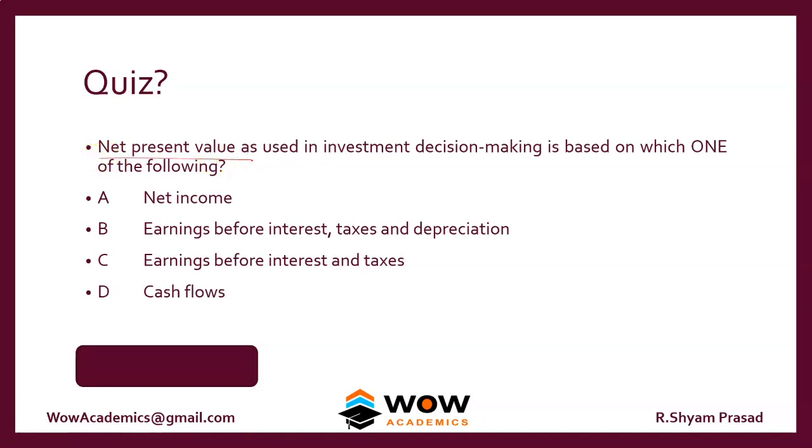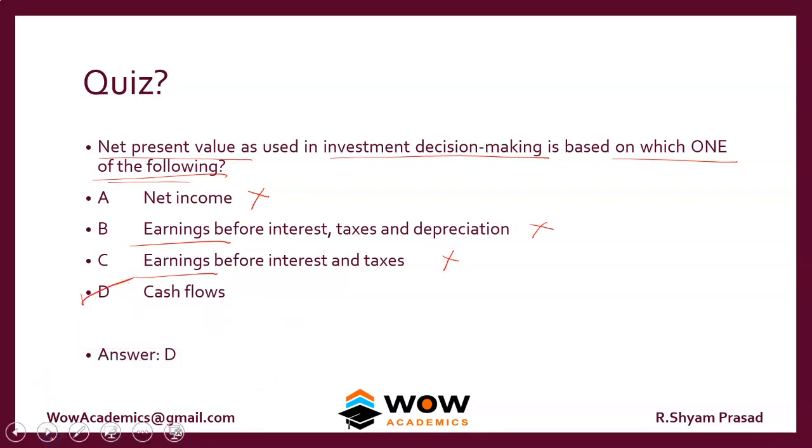Net present value as used in investment decision making is based on which one of the following? So on what number do we do NPV? Net income? No. Earnings is also profit, so we don't use that. Earnings, again it's profit, we don't use that. We use the cash flow. So NPV considers the cash flows only. Answer is D.